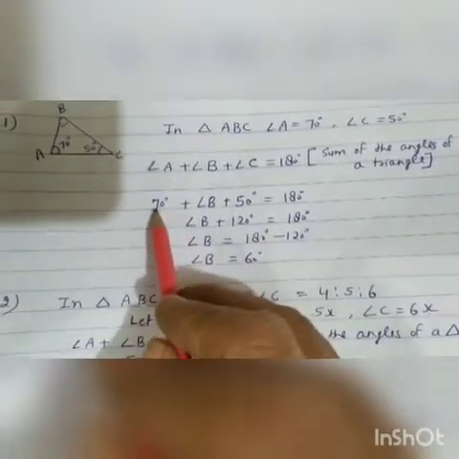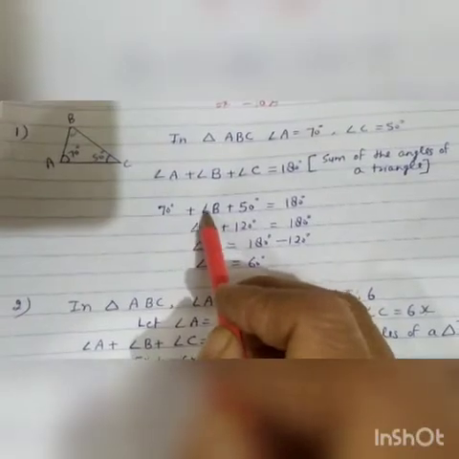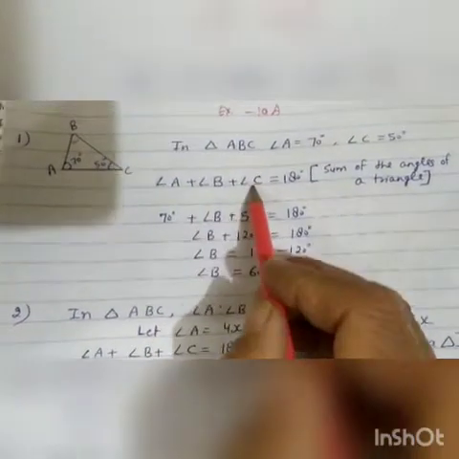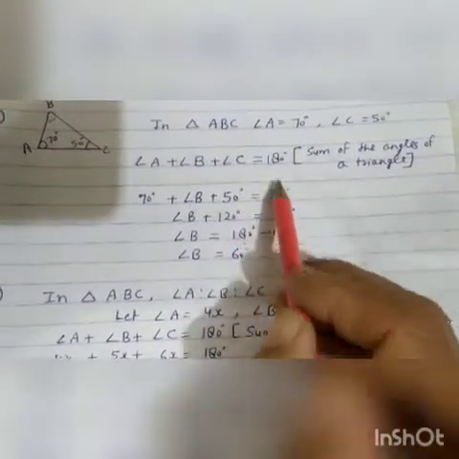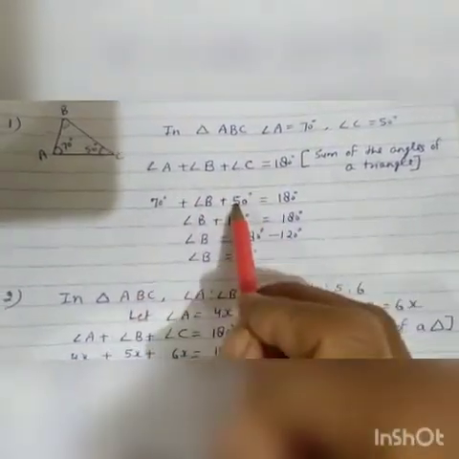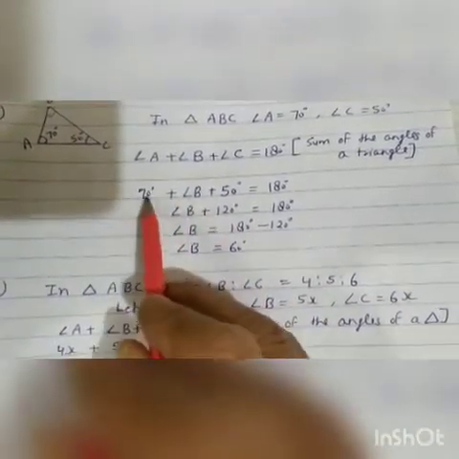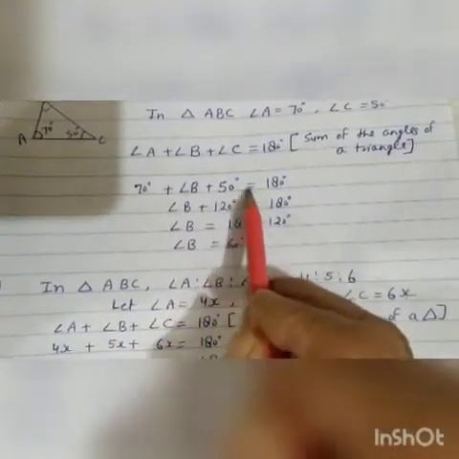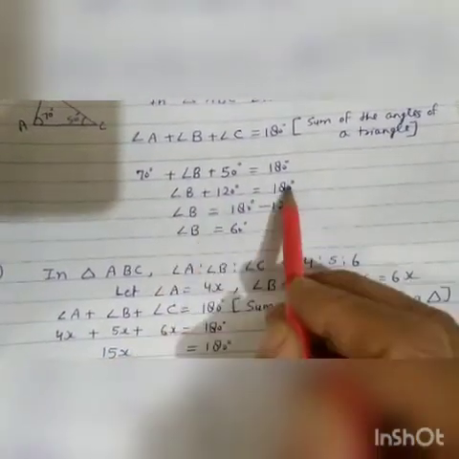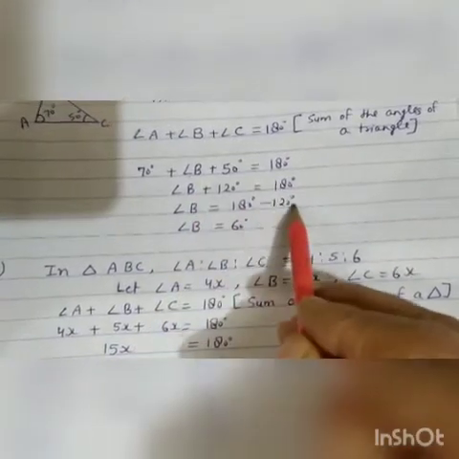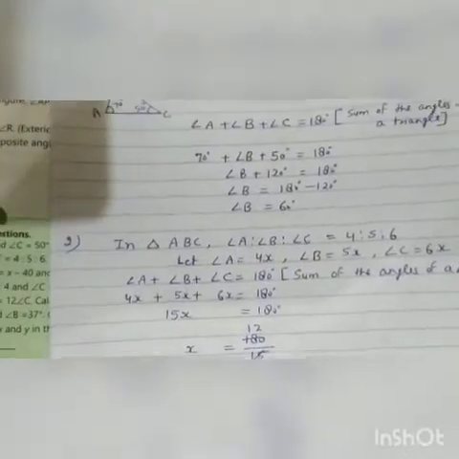Now angle A is given as 70 degrees. Angle B we have to find out, we will write as it is. Angle C is 50 degrees, equal to 180. We have put here the values of the given angles. Now this angle B plus 70 plus 50, 120, equal to 180. Angle B is equal to 180 minus this 120. Angle B is equal to 60 degrees.